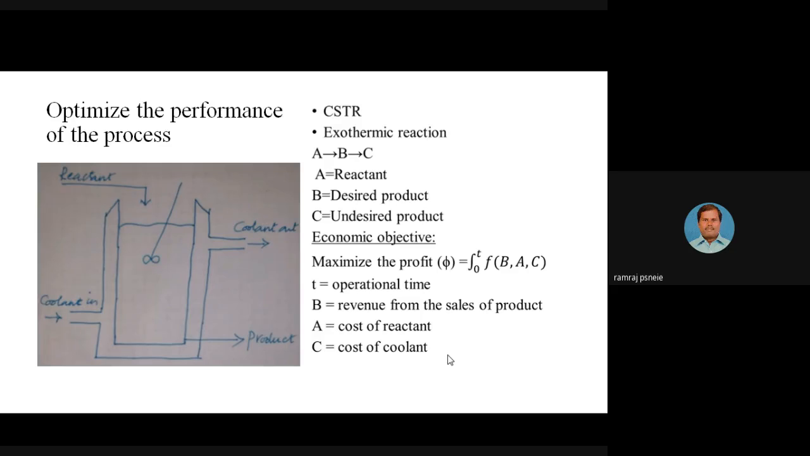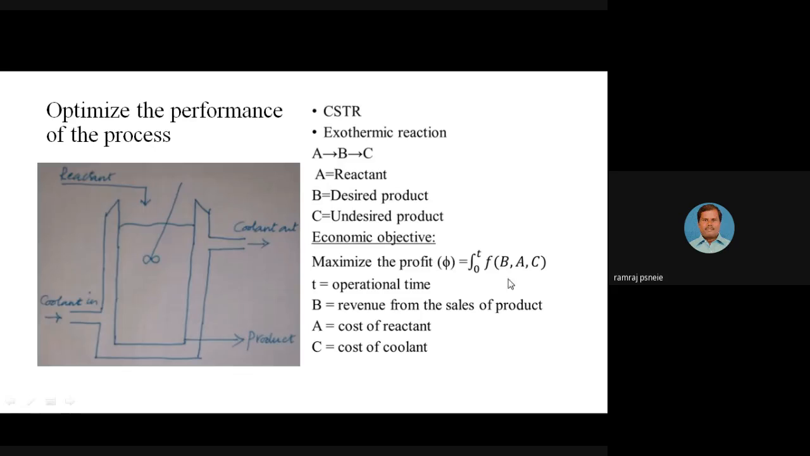Next one is optimizing the performance of the process. Here I took the example of a continuous stirred tank reactor. Two consecutive process actions are taking place. This one is an exothermic reaction. A is the reactant. From that A, the desired product P will be produced along with the undesired product C. Here, the economic objective is to maximize the profit.